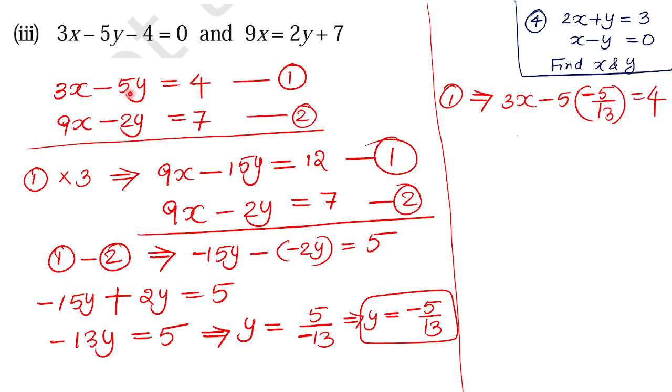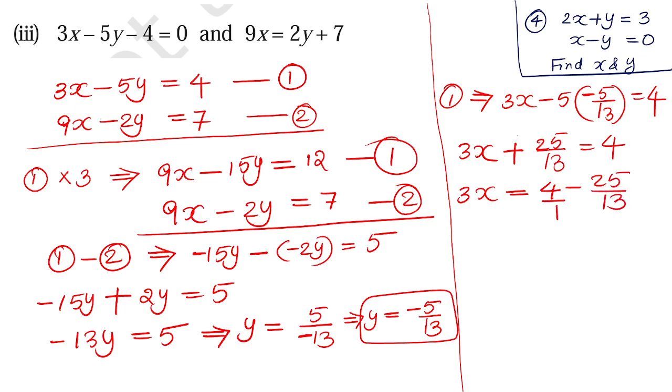3x minus 5 into y, y is minus 5 by 13, equal to 4. 3x, you know that minus into minus becomes plus. It's studied in the lower classes. Minus into minus becomes plus. 5 into 5, 25 by 13 is equal to 4. 3x will be, this 25 by 13 to be taken to the right side. You will get 4 minus 25 by 13.